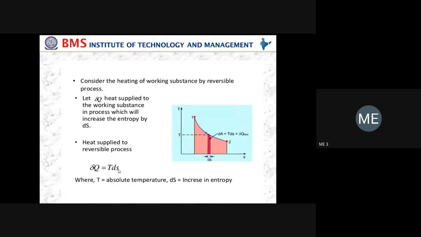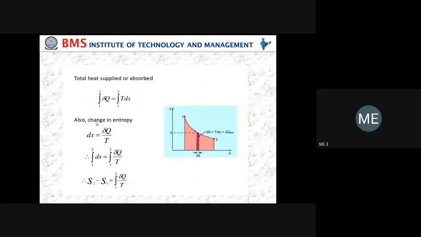How are we going to write ds? ds is nothing but dq by T. So the equation is dq equals T into ds, or we can write in this format: ds equals dq by T. Now you can integrate either this equation or that equation. Integration of ds equals integration of dq divided by T. So integration of ds is nothing but s2 minus s1.